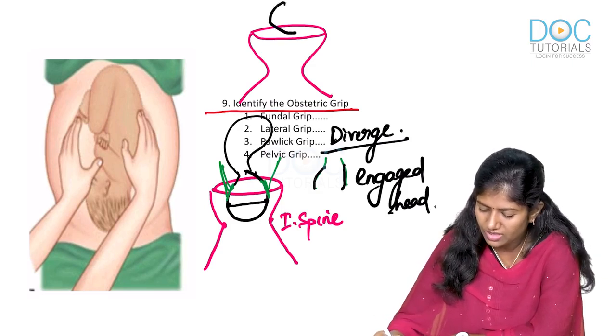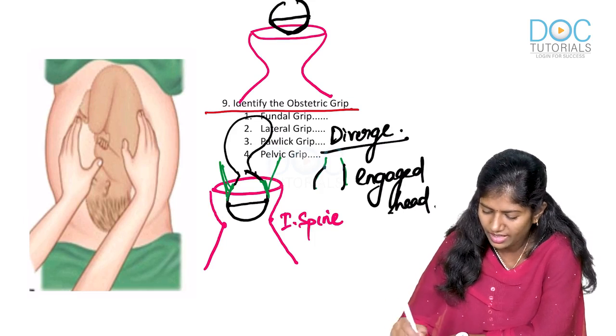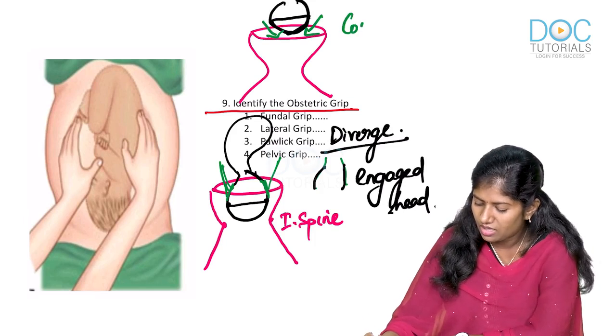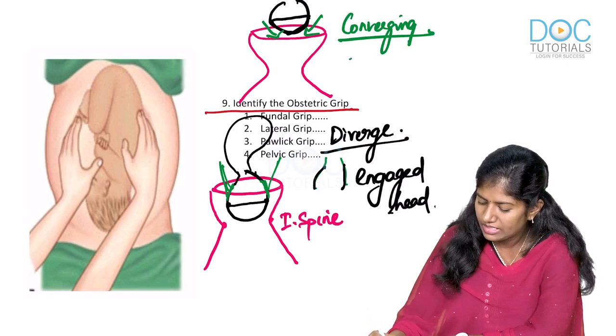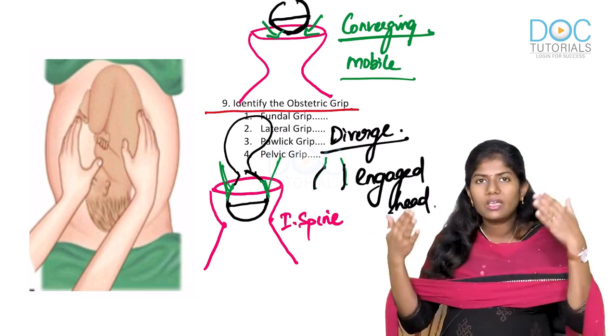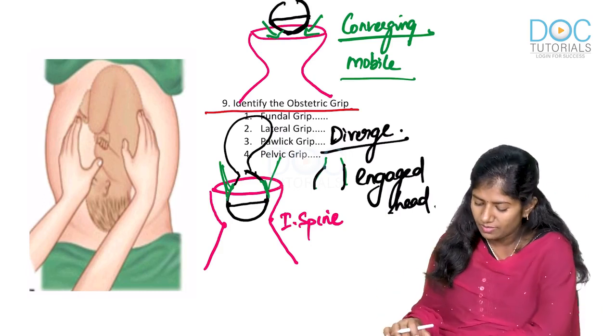The maximum transverse diameter is here and below that the head is actually converging, okay? So if the hands are converging, then it is mobile head, okay? In the second pelvic grip, if the hands are diverging, it's engaged head. If the hands are converging, it's mobile head, okay? That's how you have to remember.